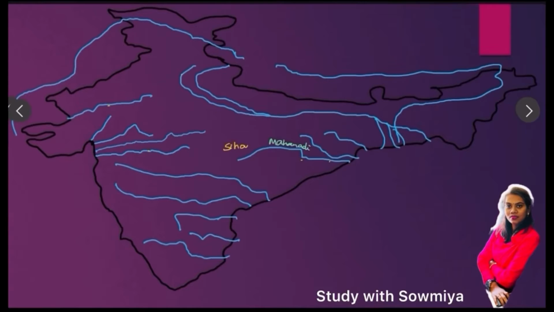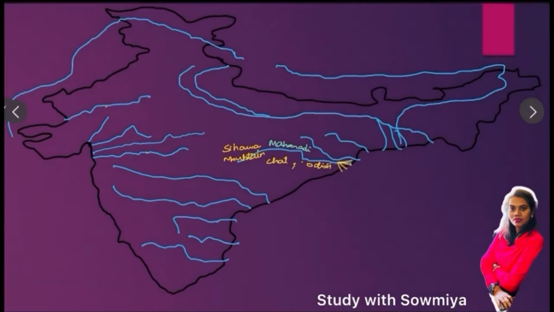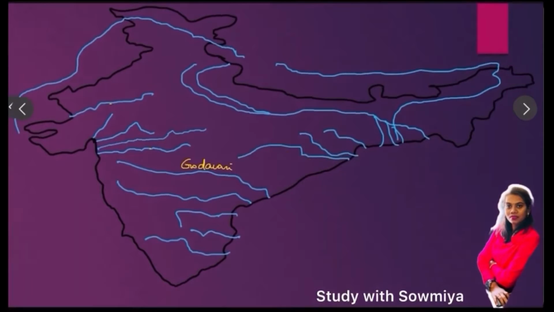Next river is Mahanadi. It starts from Sihawa mountain, flows through Chhattisgarh, Odisha. After entering Odisha, it splits into distributaries, like Paika, Birupa, Chitrotpala. Next river is Godavari. It starts from Trimbakeshwar, that is in the Western Ghats of Maharashtra. It flows through Maharashtra, Telangana, Andhra Pradesh and drains into the Bay of Bengal.